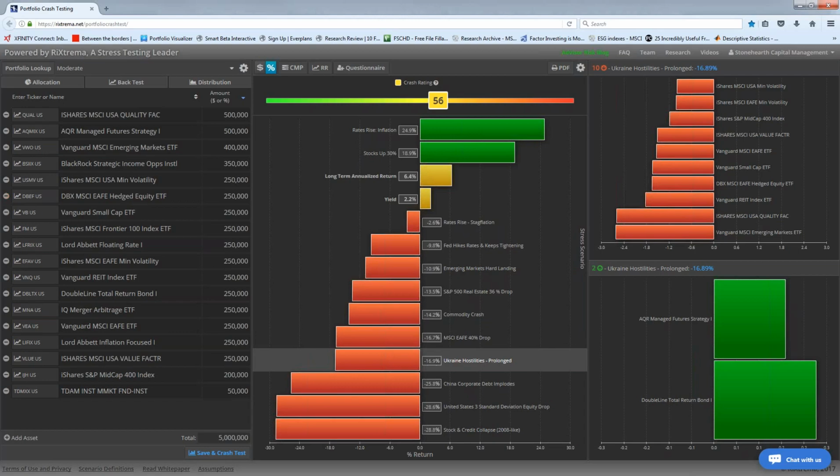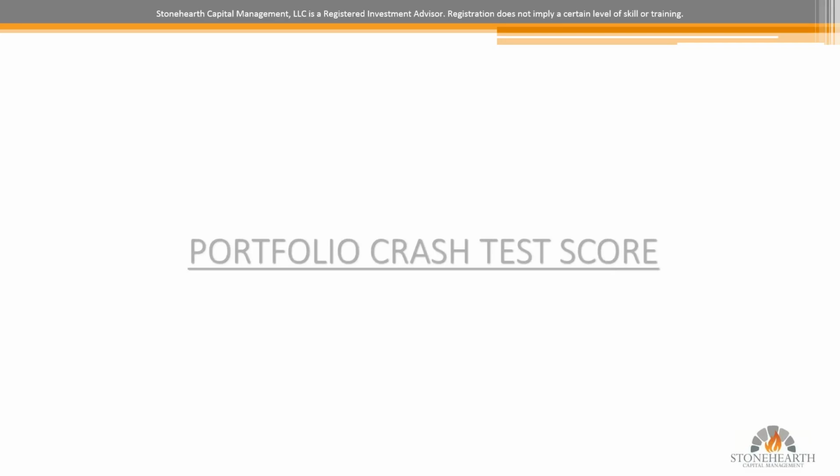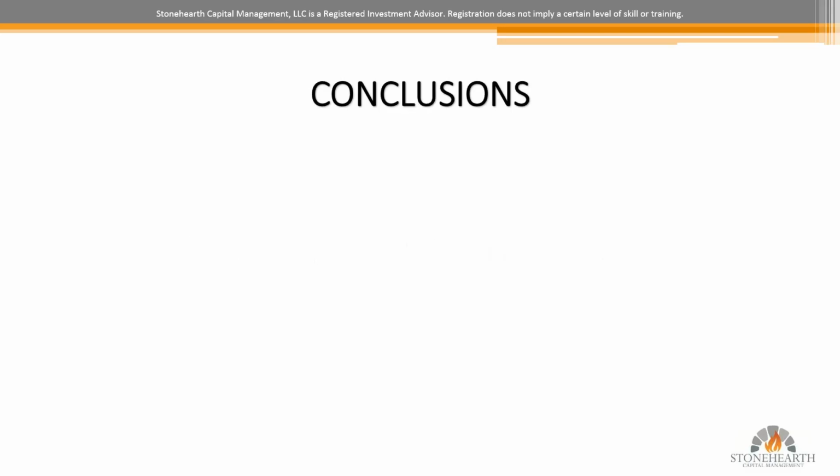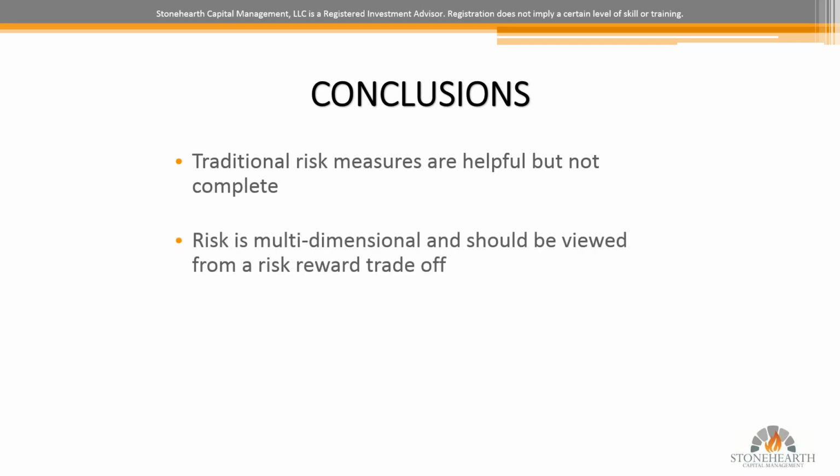So before I wrap up here, we're going to go back to the thing and we're going to do some conclusions. So what are our conclusions? Well, the first one going through this is that traditional risk measures like we've seen before, standard deviation, relative returns, percentage up or down into the portfolio, they are helpful. We do use them in our practice, but they're not complete. They're really missing something, and they should not be used in isolation or in terms of defining risk.